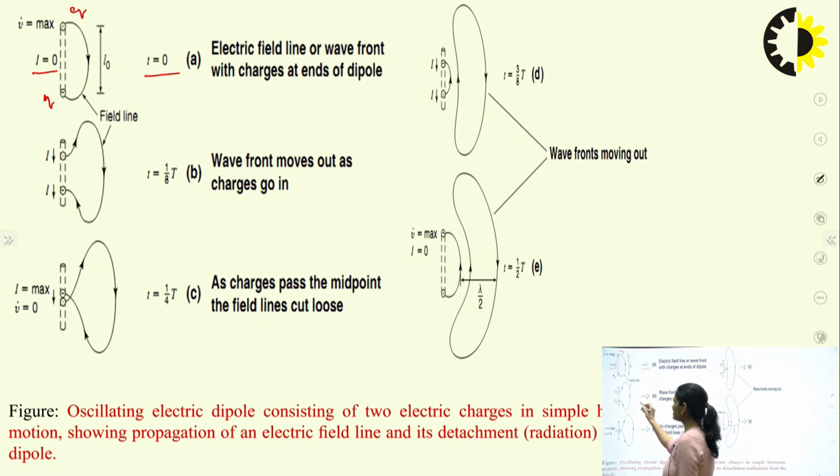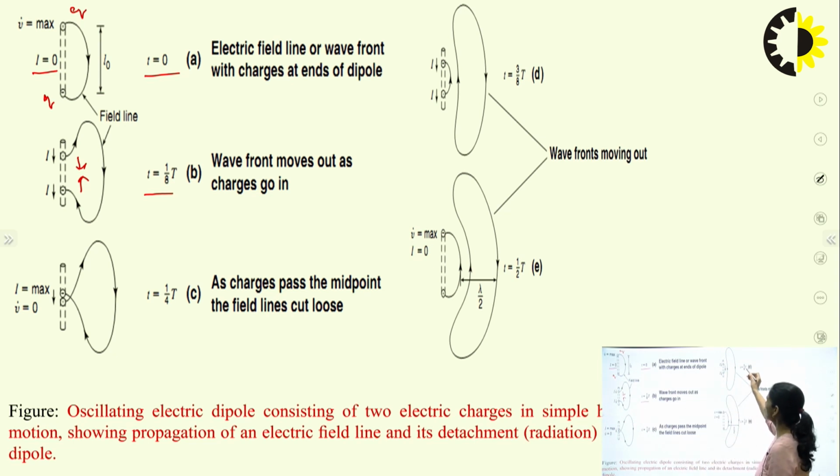Let us consider the second case, when t is equal to T by 8. This is your electric dipole, or straight conductor, with two charges of opposite sign moving towards each other: the positive charge is moving in this direction and the negative charge in this direction. So the radiation in this electric dipole is like this, and the direction of current is positive to negative. Here I is increasing. Okay.